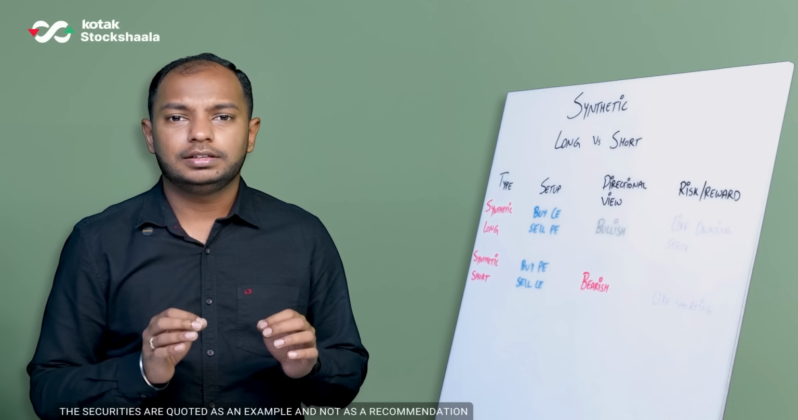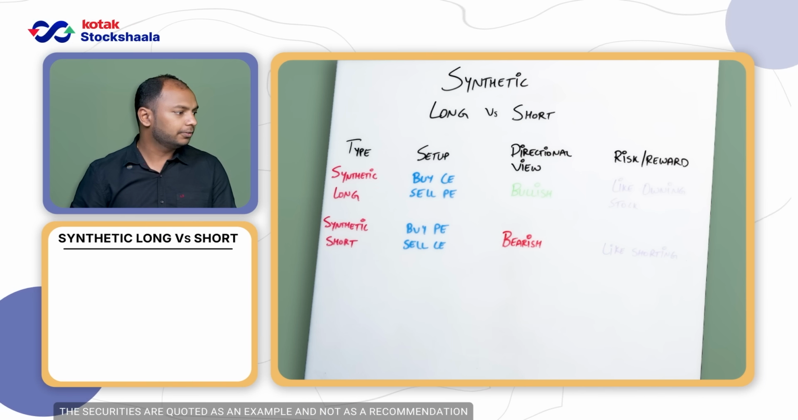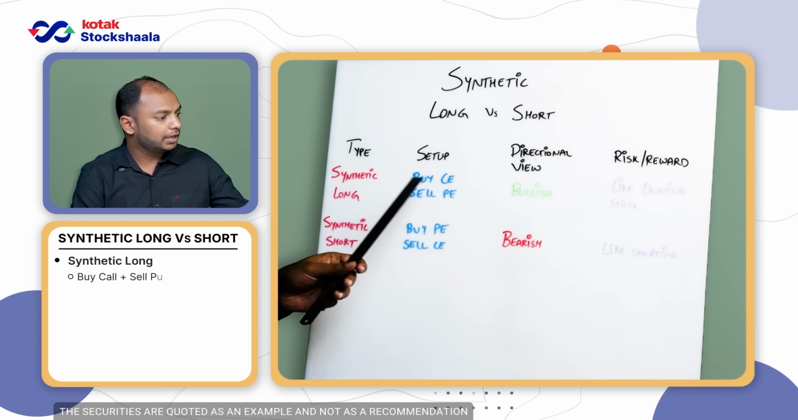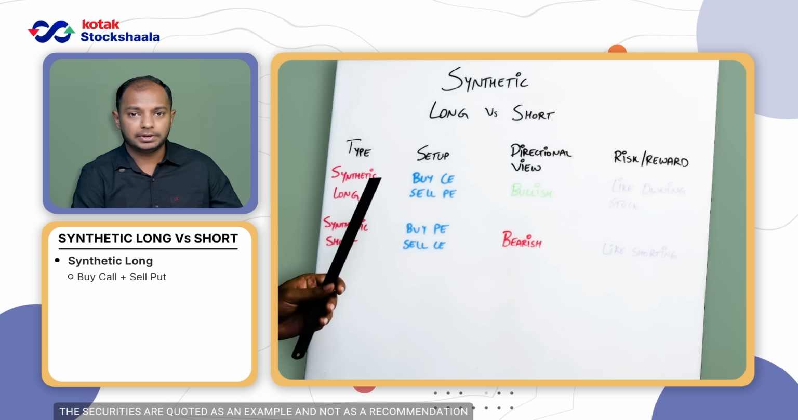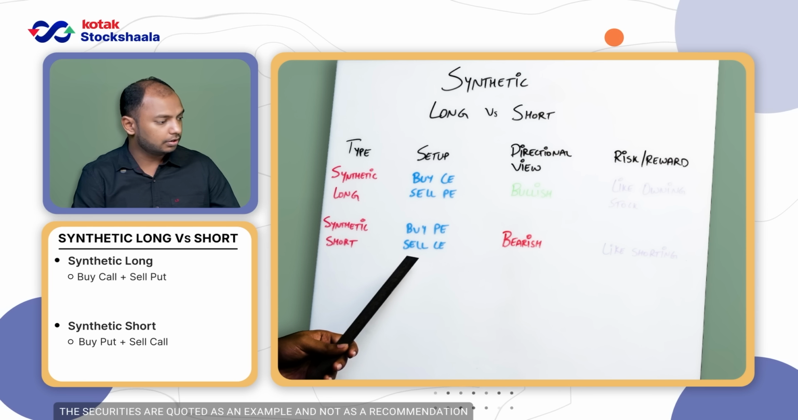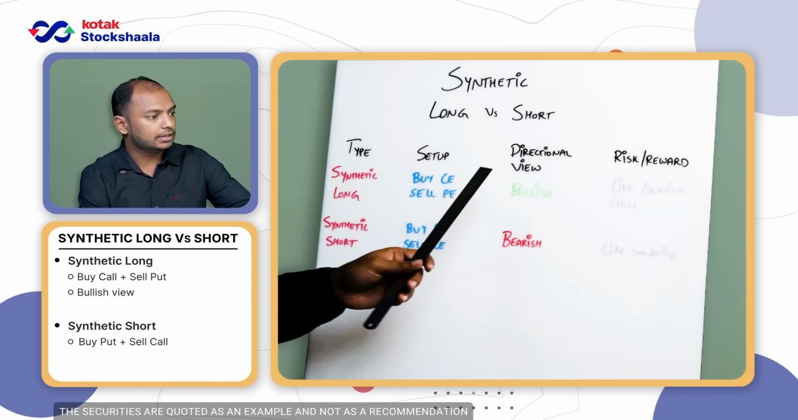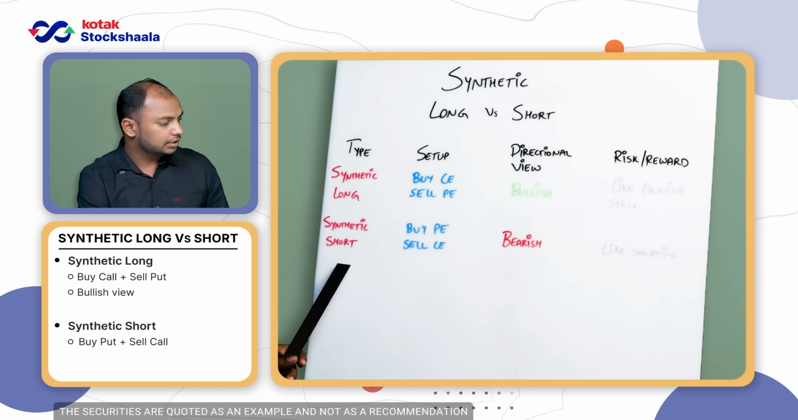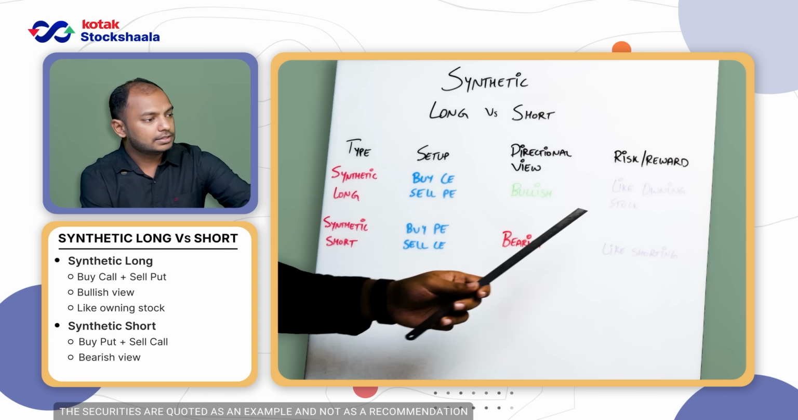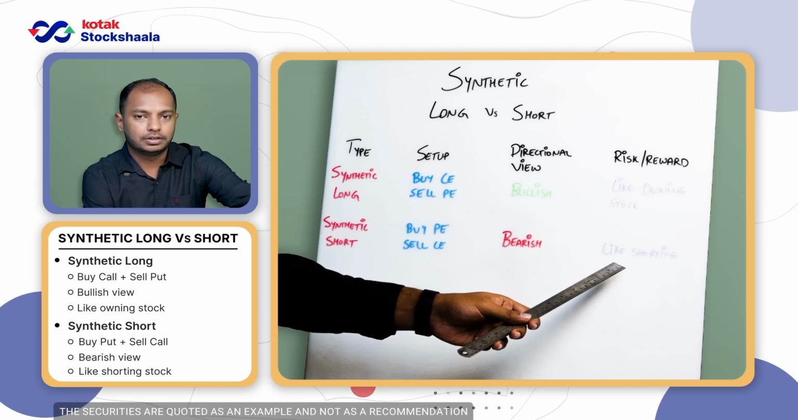Now that we have learned synthetic long as well as short positions, let's compare them for a clear understanding. Here on the whiteboard, I have both of them. A synthetic long position requires you to buy a call option and sell a put option of the same expiry, same strike. Whereas a synthetic short position requires you to buy a put option and sell a call option, same expiry, same strike. The directional view for a synthetic long position is that you're bullish, and for a synthetic short position is that you're bearish on the underlying market. And the risk to reward in this case is owning the stock for a long position and it is like shorting the stock for a short position.